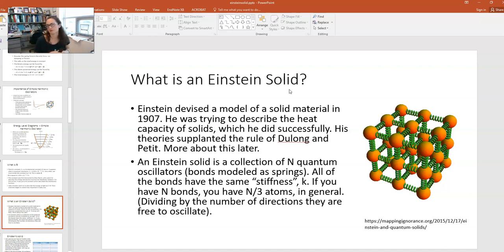We're going to assume, say, a perfectly pure, beautiful metal like copper or something. And so all the bonds would have the same energies and hence the same spring constants in between them. So all the bonds are the same. Now, if you have N bonds, then since each atom in the interior is bonded to its nearest neighbors, you have about 1/3 as many atoms in general. And you get that by dividing by the number of directions that they're free to oscillate.